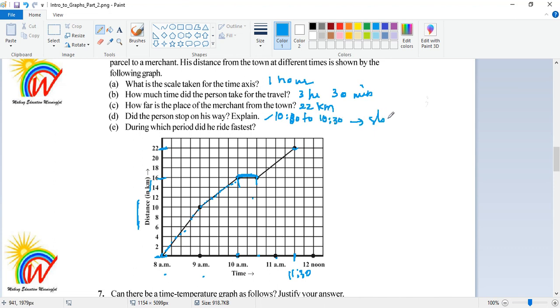All right. Then during which period did he ride fast? So when was the line increasing? See, this is increasing at a much faster rate. Now if I do this way, this is a slow increase. So this is more increase. You look at this, from 8 to 9 a.m. he has travelled 10 kilometers, right?